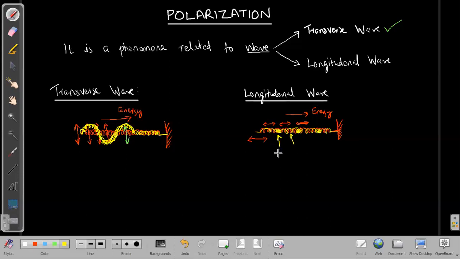If you have a very long spring, you can easily demonstrate the different types of wave, the transverse wave and longitudinal wave. In the case of a transverse wave, the oscillation of the particle is perpendicular to the propagation of energy or the direction of propagation of wave. And in the case of a longitudinal wave, the direction of oscillation is parallel to the propagation of energy or wave. The direction of propagation of wave is the same as the direction of propagation of energy. That is the key point you have to understand.